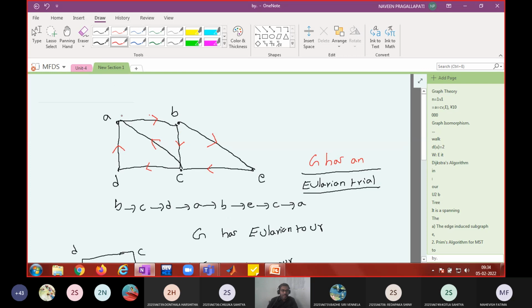You see here, 1, 2, 3, there is an odd degree vertex. Again 1, 2, 3, an odd degree vertex. 1, 2, 3, an odd degree vertex. This is 1, 2, 3, 4. These two are odd degree vertices. That's why it does not have an Eulerian tour.